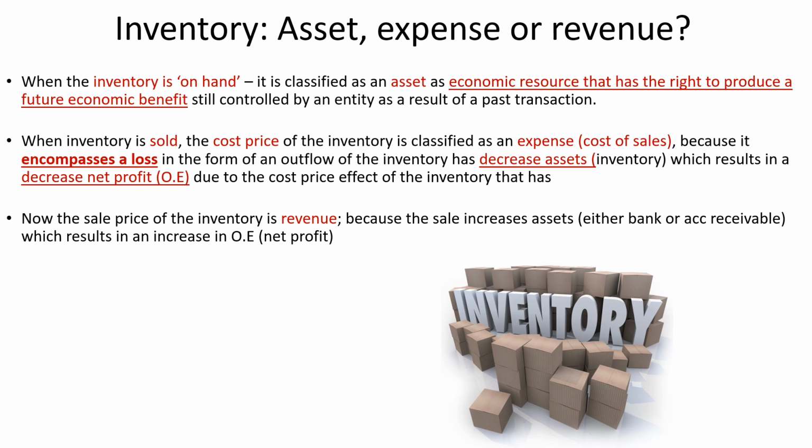Now the sale price of the inventory, well, it's been marked up. And so therefore, if it's been a cash sale, that's going to increase our bank balance. That's an asset. If it's a credit sale, our accounts receivable balance is going to go up. That's also an asset. And there's also a flow-on increase in our owner's equity due to that revenue effect.